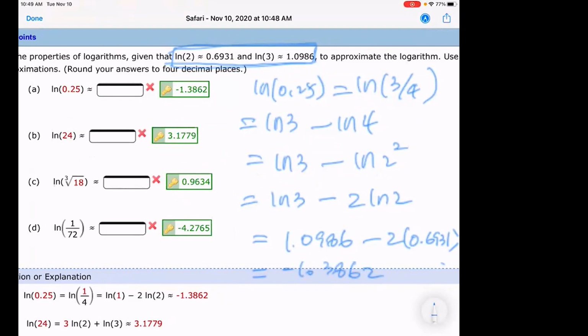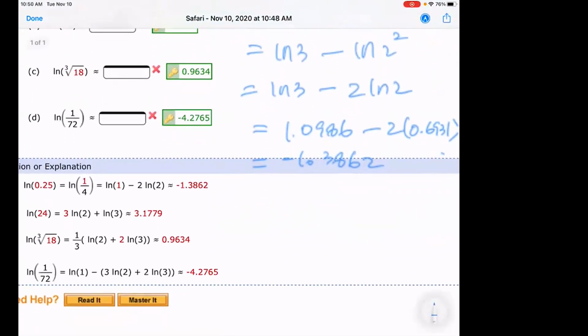Is this the one you have questions about? Which part? A, B, C, D, which one? It was all of them, but I guess you do them the same way. Okay, so you want me to do letter C now? Okay, so did you understand how I did my letter A? You're going to apply the same concept. You break that number into 2 and 3, because they gave you natural log of 2 and natural log of 3. Those are the only two numbers you can utilize.